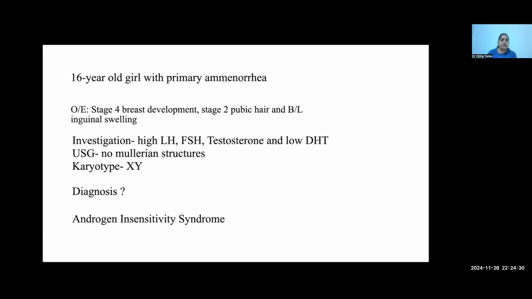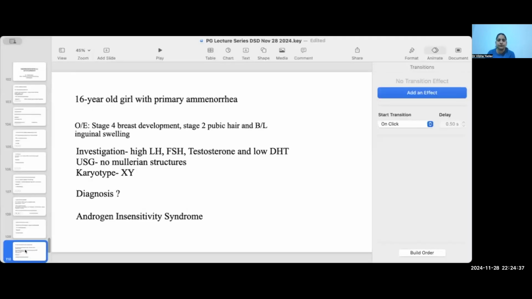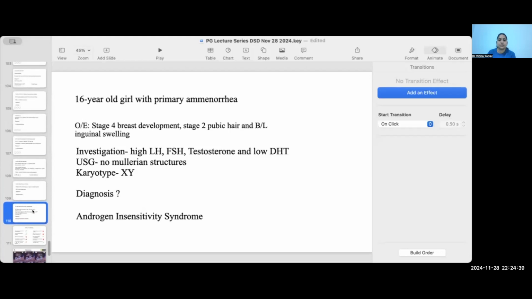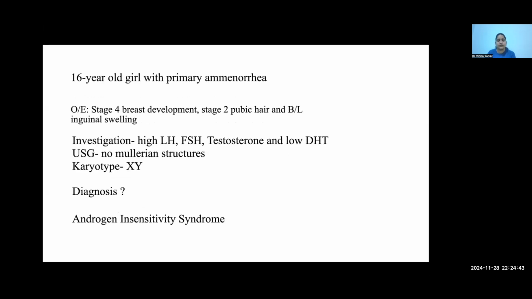Yeah. So next we have a 16-year-old girl who presented with primary amenorrhea. On examination, she had breast stage 4 and pubic hair stage 2. There was bilateral inguinal swelling. On investigation, we found that LH, FSH, and testosterone were high, but there was low DHT. Ultrasound showed no Mullerian structure and the karyotype showed XY. So what is the most likely diagnosis? I think the diagnosis, as already mentioned, is very easy: androgen insensitivity.